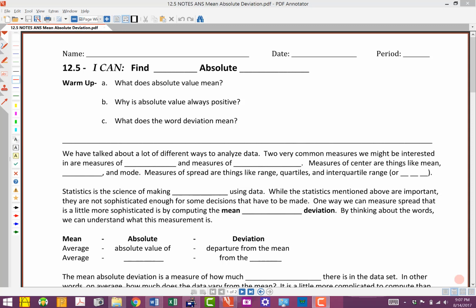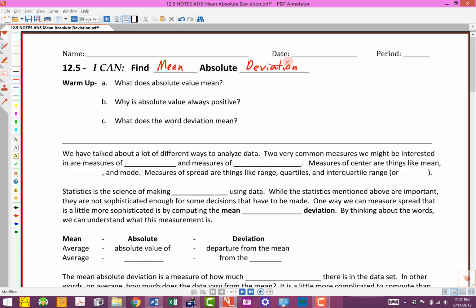Well, we have arrived at the final topic that we're going to cover in this class. This is section 12.5, and the I can statement is I can find mean absolute deviation. The word here is deviation.